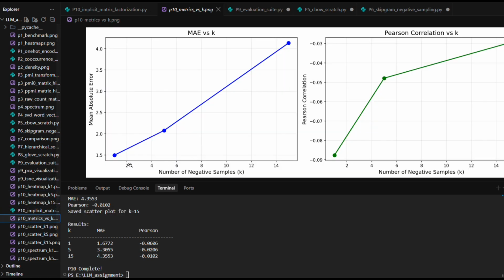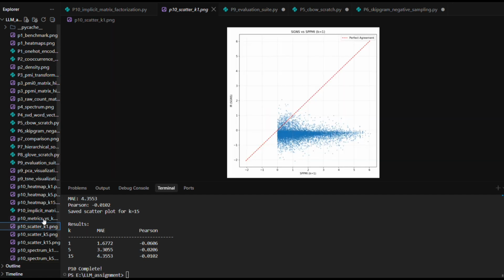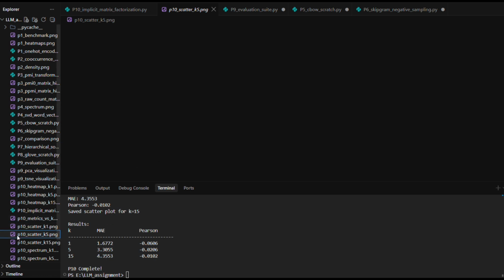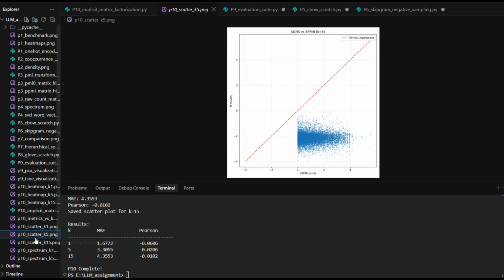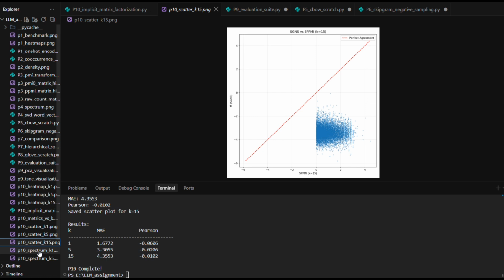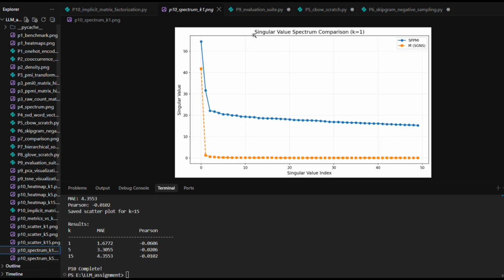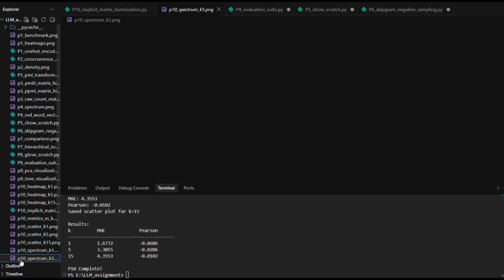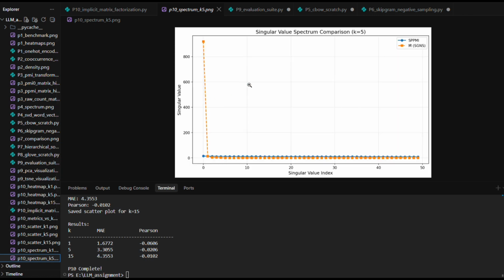And then matrix versus k. This is the error versus k, and this is the correlation versus the k value. This is how the line is plotted between the values, and this is another scatter plot, and this is the complete spectral representation of the single comparison, and this is the final. So this is the complete implementation. Thank you.